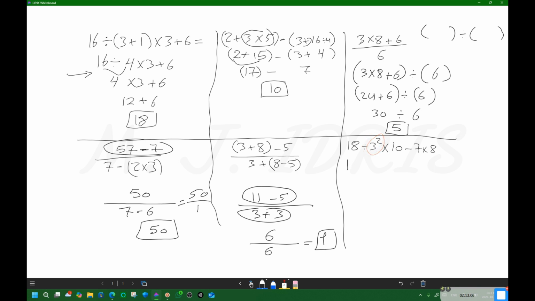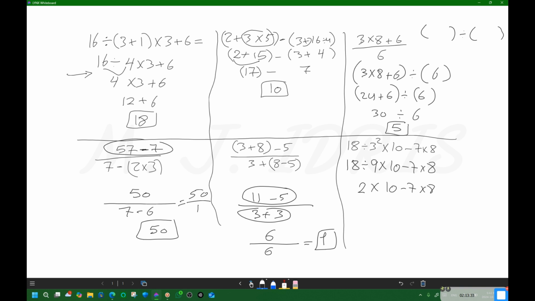So 18 stays. Division stays. The indices will give me 9. 3 squared is 9. Times 10 minus 7 times 8. Now, since I have division, multiplication, and another multiplication, I'm going to solve whichever comes first, which is division. It will give me 2. 18 divided by 9 is 2. Times 10 minus 7 times 8.